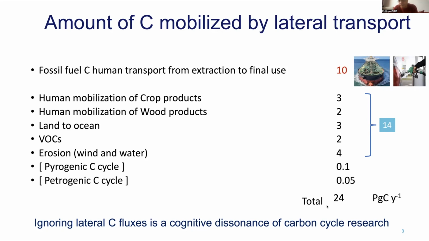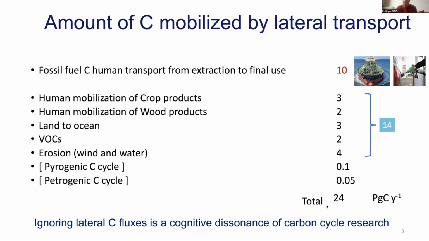Human mobilization of crop product is on the order of 3 petagram, wood product 2, land to ocean transport by river, I think in total it mobilizes an amount of about 2 to 3. VOC is 2. Erosion by wind and water is a gross flux of 4. So that in total, when you sum up all the numbers, we have a huge flux of carbon, which is coming from one place, and it is displaced in another place where it is either oxidized into CO2 or it stays there. And in total, it's about 24 petagram of carbon per year.